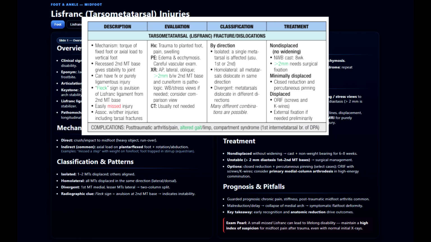Ultimately, the lesson of the Lisfranc injury is that a small misdiagnosis can have lifelong consequences for the patient. This is why orthopedic surgeons are trained to have a high index of suspicion for Lisfranc injuries whenever there is midfoot pain after trauma, even when the initial X-rays appear normal.